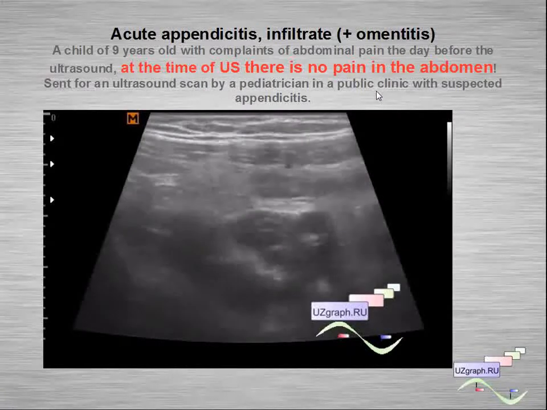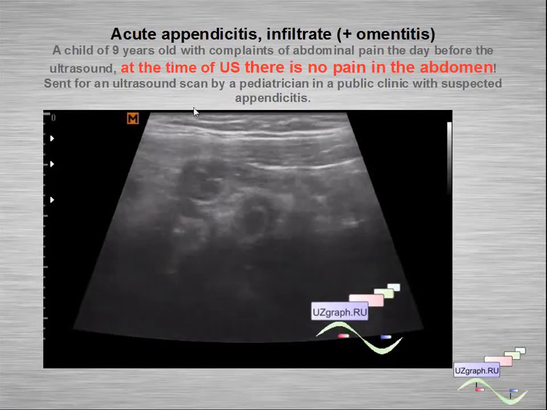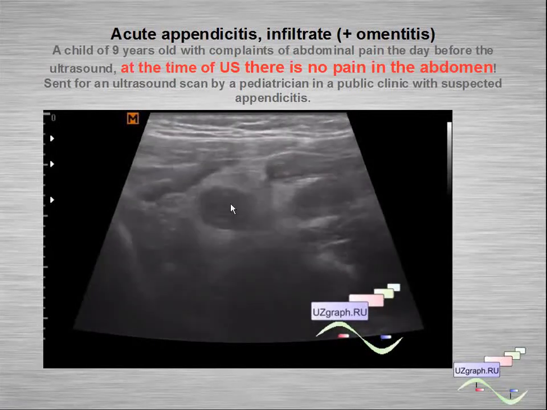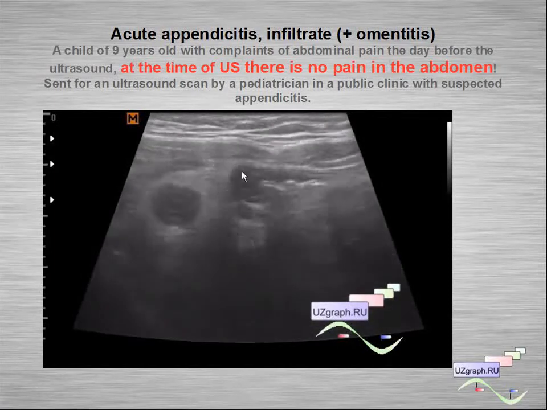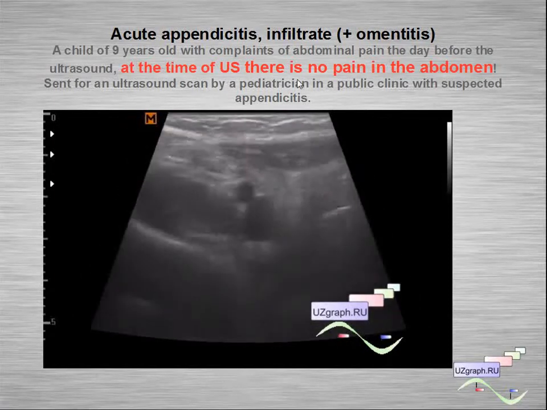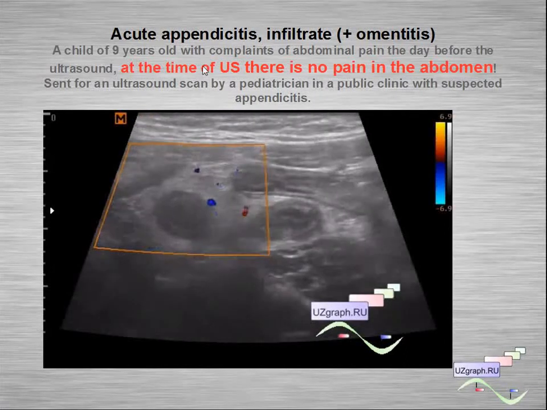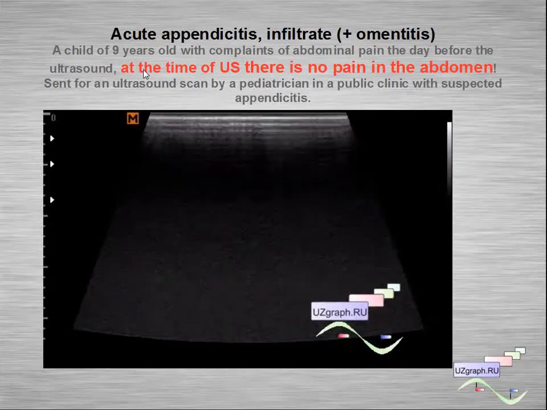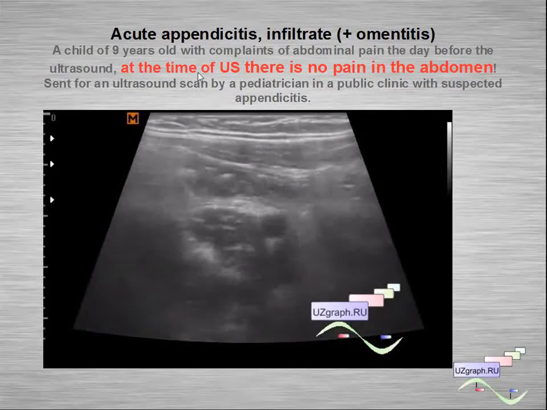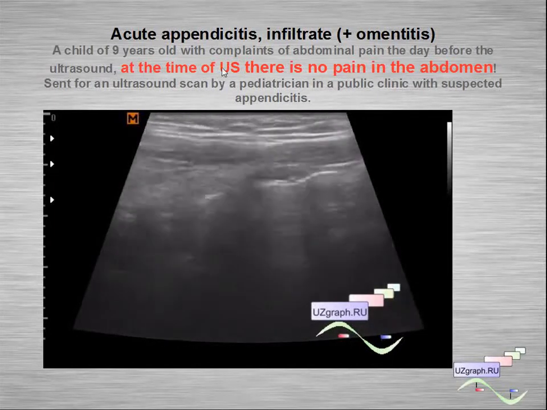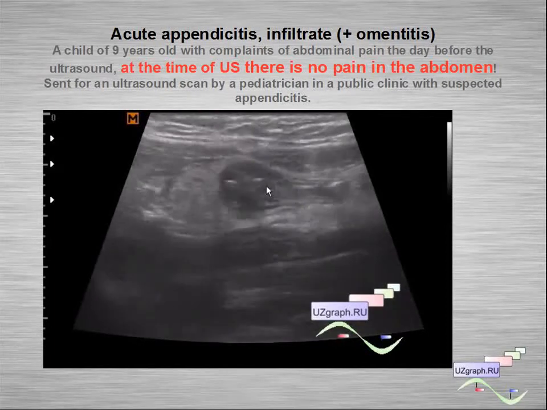Another example, a child 8 years old with classical signs of periappendicular infiltrate, enlarged appendix surrounded by omentum. It's a patient in the public clinic, and it's interesting in this case that there is no pain in the abdomen at the time of the ultrasound scan. So the pain was the day before, and now no pain. So the clinic is not always right.